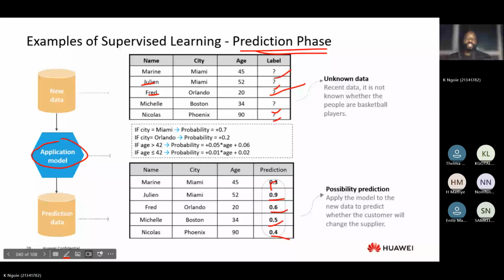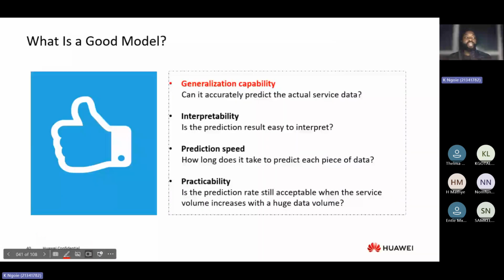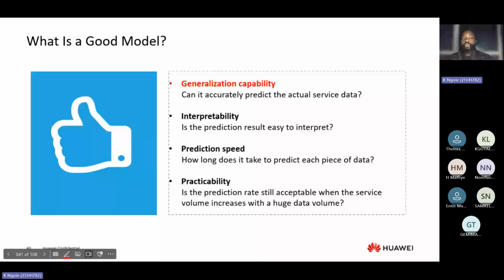Yes. Okay. So how do we determine if we have a good model? To determine if you have a good model, there are a few things that we need to look at. The first thing is the generalization capability. What is the generalization capability? It is how the model reacts with data that it has never seen before. Can it accurately predict the actual service data?